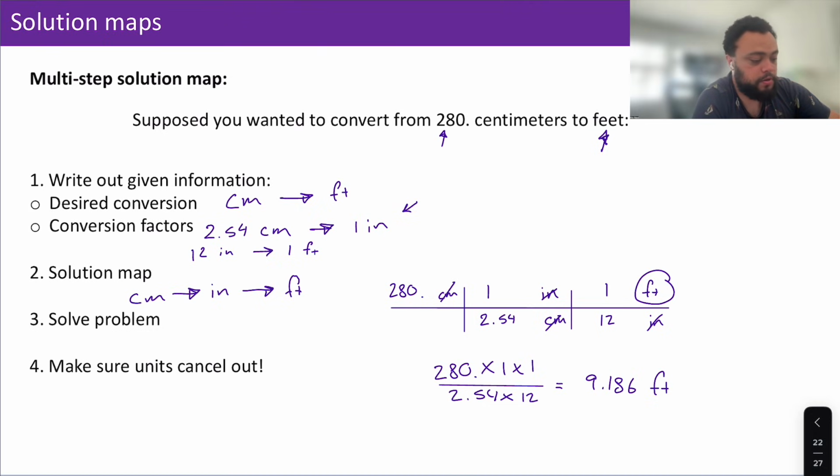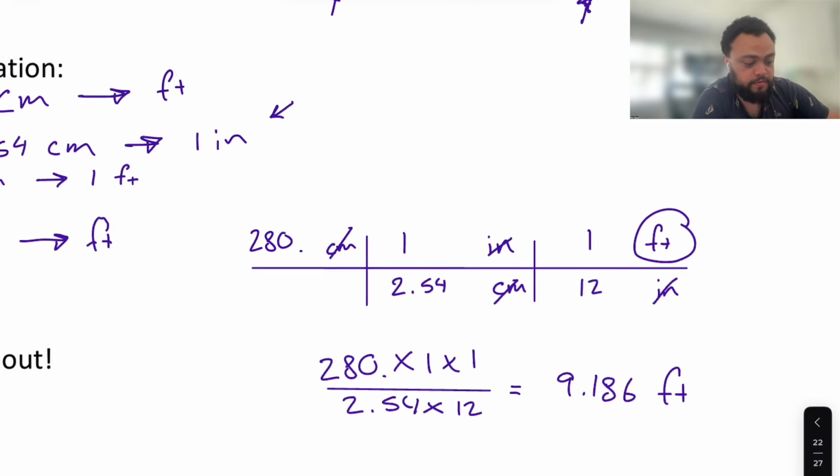Let's trim it by the number of significant figures we need. 6 is greater than or equal to 5, and so we will raise up that 8, and then we end up having 9.19 feet. And we're done, just like that.